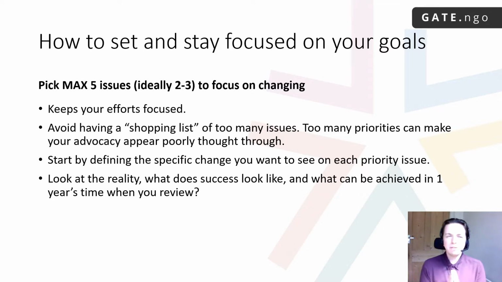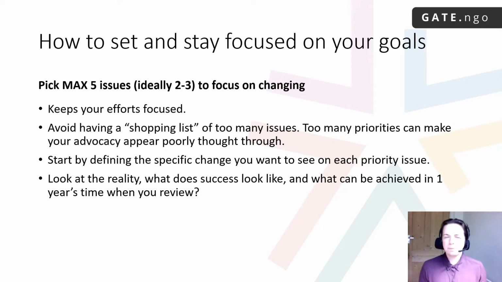It's important to be focused in your goals. There are many issues that need addressing, but you will not be able to tackle them all in one go. So a good rule of thumb is to pick a maximum of 5, but ideally 2 to 3 to focus on changing. And this helps to avoid having a shopping list. Having too many priorities can make your advocacy appear poorly thought through or not focused. So it's important to start by defining the change you want to see on each priority issue that you select.